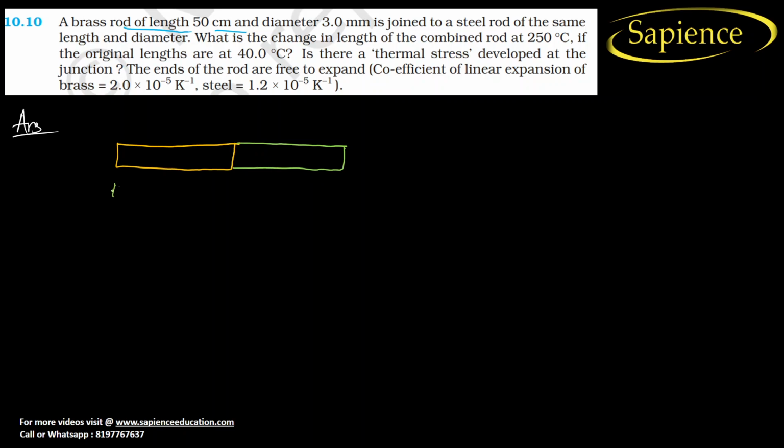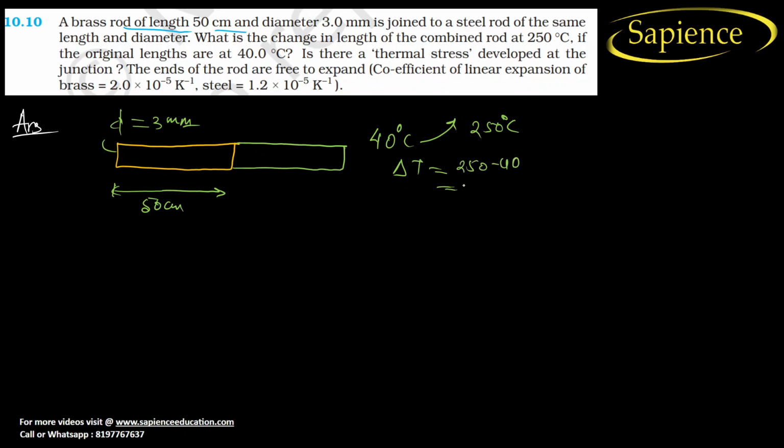Here the length is 50 centimeter, and the diameter is the same, that is 3 mm. What is the change in the length of the combined rod at 250 degrees Celsius, if the original temperature is 40 degrees? Earlier the temperature was 40 degrees Celsius, but the final temperature is 250 degrees Celsius. So the change in temperature here is 250 minus 40, which is 210 degrees Celsius, or we can also take it as 210 Kelvin.